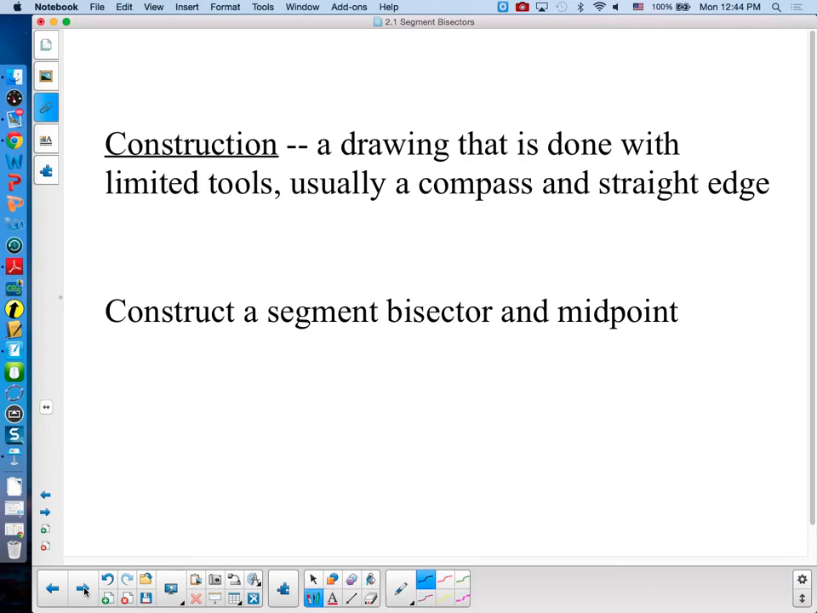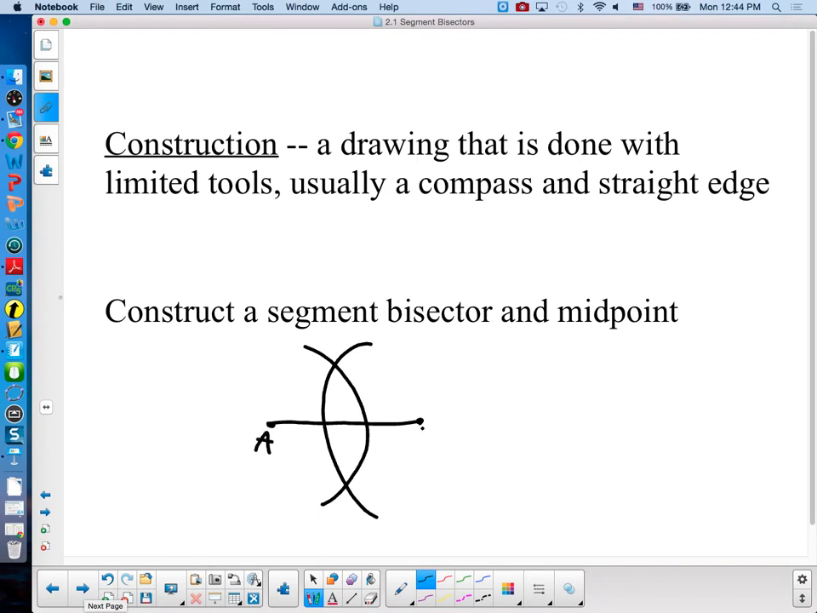So just in case they're following me on the computer, that's your construction. You went from A and B, do the same arc from each end. Now connect those 2 points in order to make the segment bisector and midpoint.